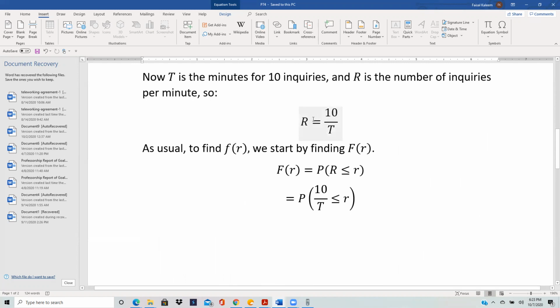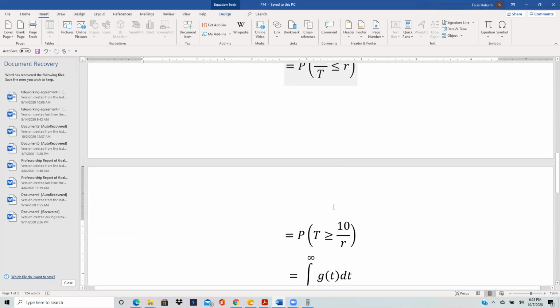So we need little f of r, and as always, we have to start with big F of r. So big F of r equals probability big R is less than or equal to little r, and the big R is 10 over t. So 10 over t is less than or equal to little r. So we have to solve this for t. If you take t on the right side and bring r down here, we get t, big T, is bigger than or equal to 10 over r.